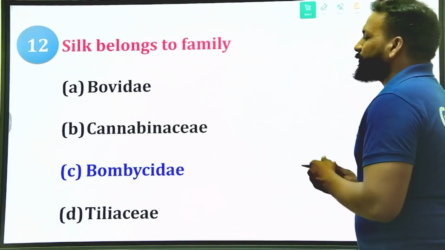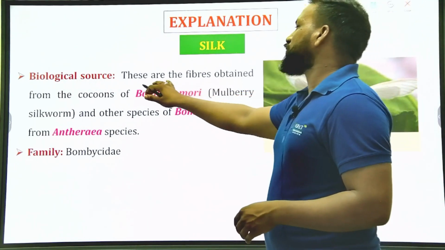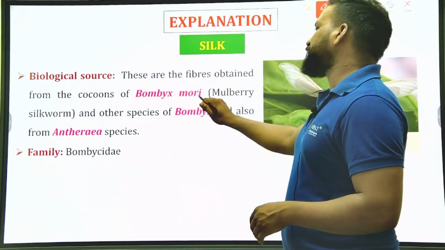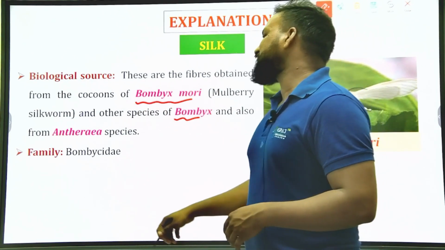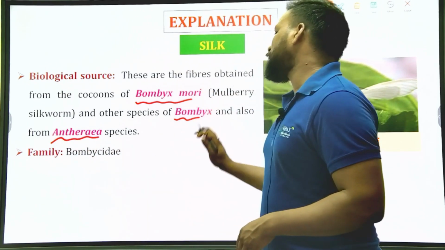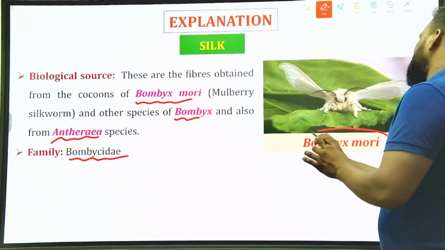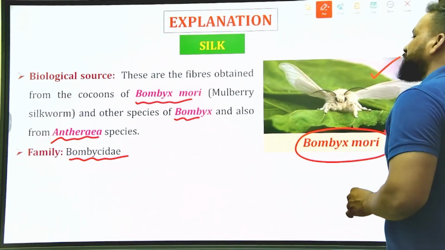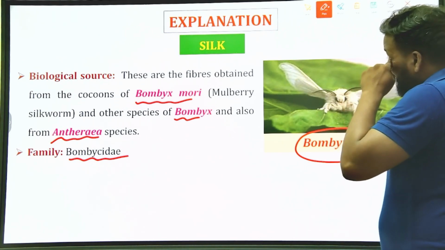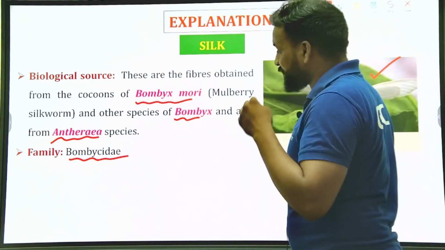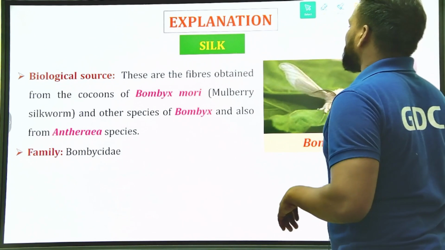Option C, Bombycidae, is the right answer. The source is the fibers obtained from Bombyx mori and other species of Bombyx, as well as Antheraea species. Bombyx mori and other Bombyx species can produce silk, but they belong to the family Bombycidae. That's it.